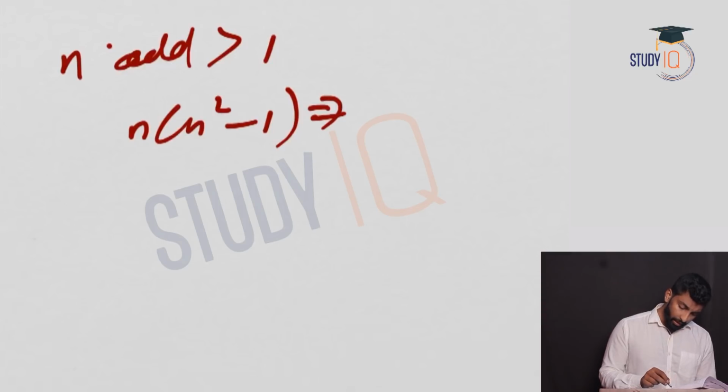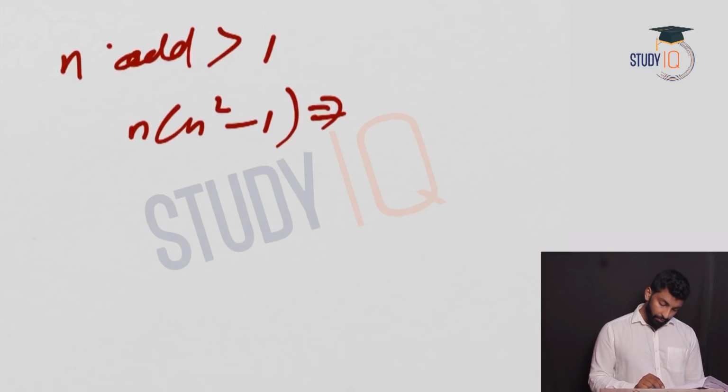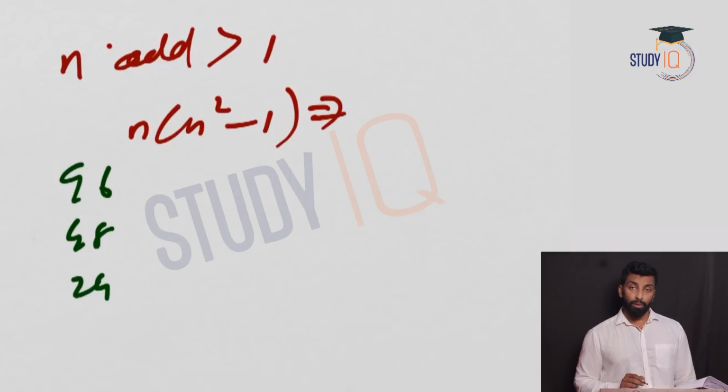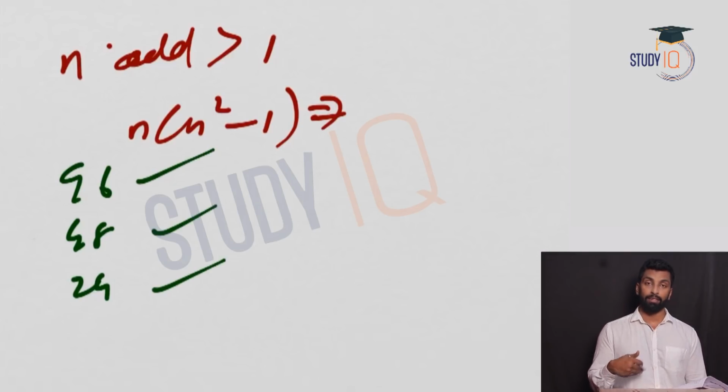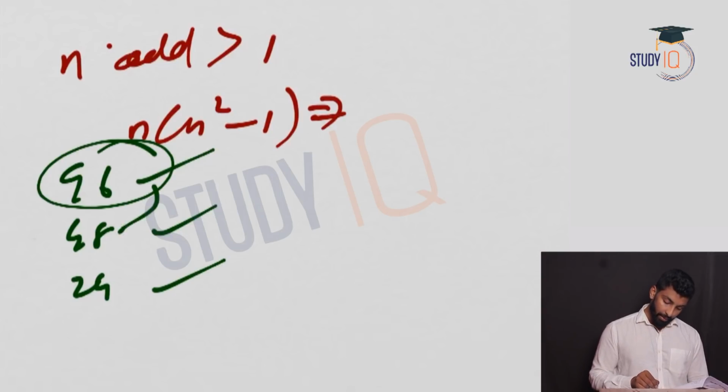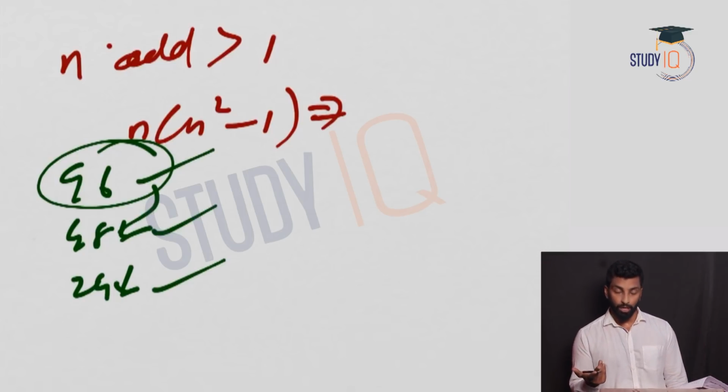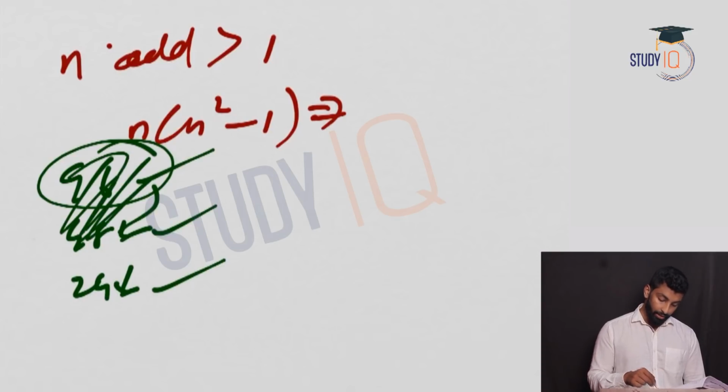Before that, let me tell you one thing. If you look into these options, first is 96, then 48, then 24, right? One thing you need to understand is if it is divisible by 96, then it must be divisible by 48 and 24 because 48 and 24 are factors of 96. So more than one option is not possible. You can eliminate those two. Now your answer is either 24 or none of these, right?